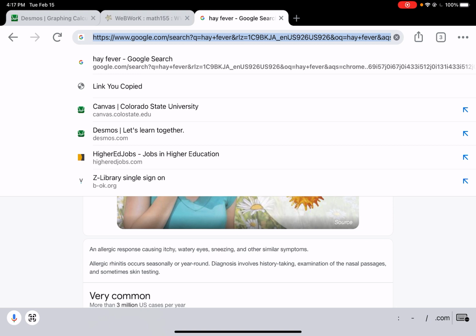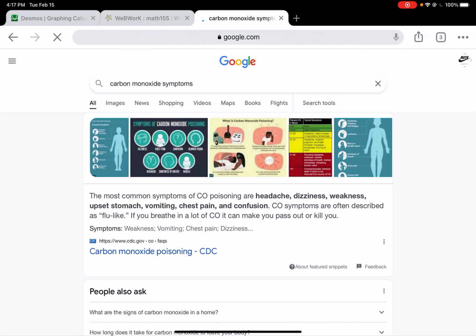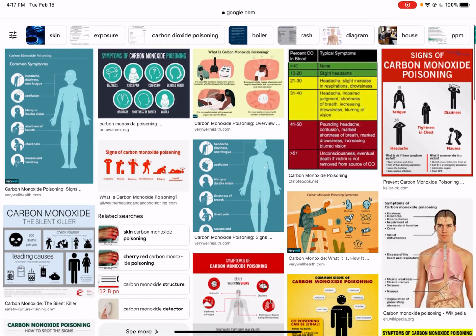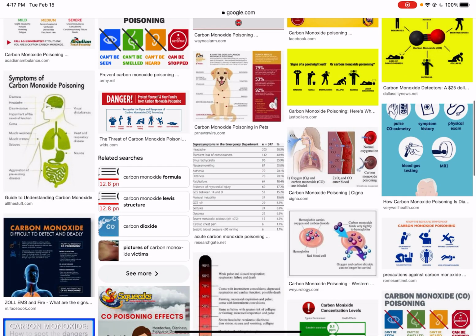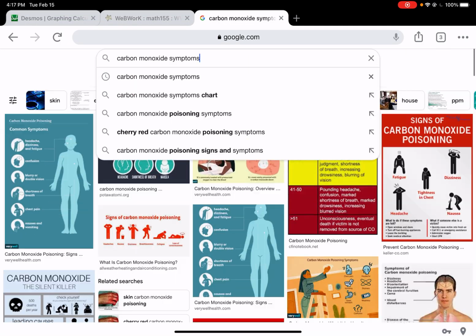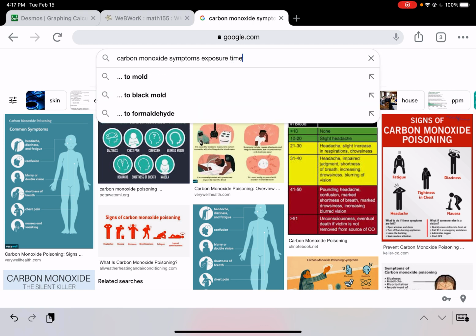Okay, so we are curious about carbon monoxide and symptoms. We'll go with that, and I'm just going to click on images. Okay, and so this is measuring percent CO2 in the blood. I don't want that. Last time it was so easy for me to find. Symptoms, exposure time.